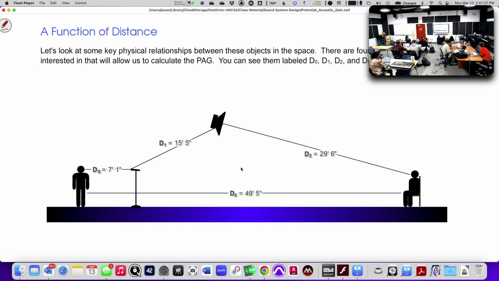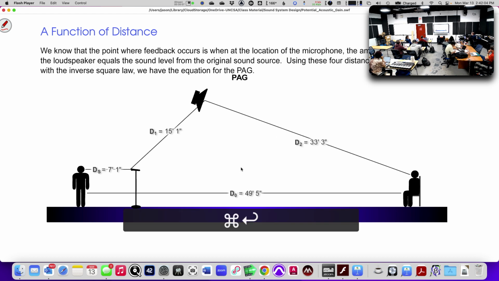If gain before feedback is not about how loud they're talking, then it is about something else. And it's actually about geometry. It's a geometry problem. It's not an actor problem. It's about distance. It's about the relationship of the distances between the parts of your sound system. And if you get those distances wrong, then you're not going to have very much gain.